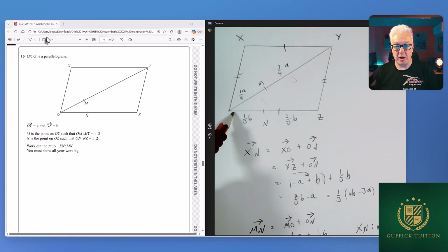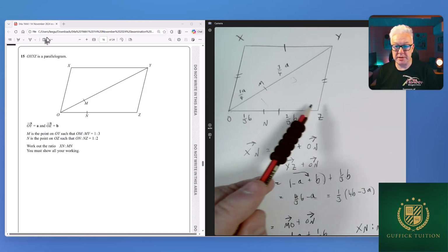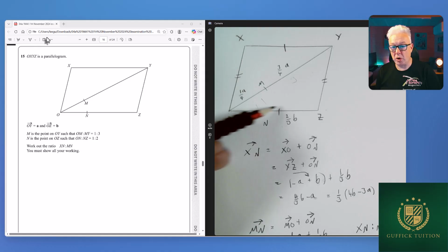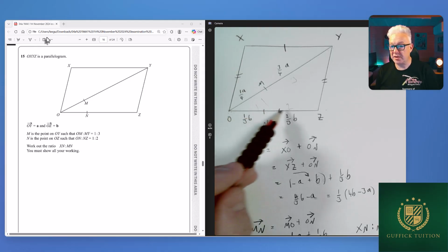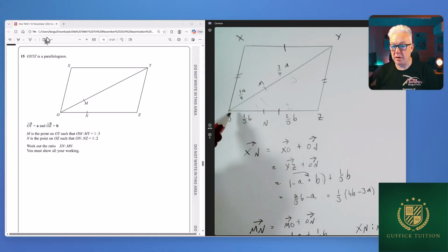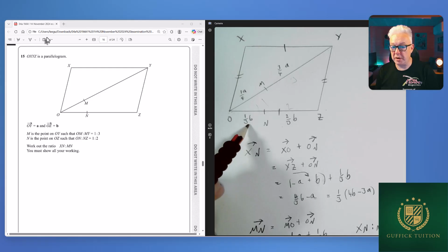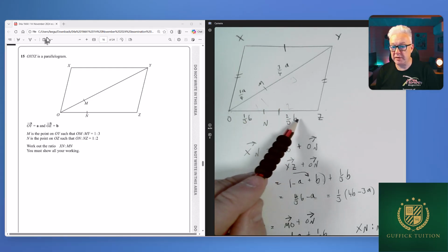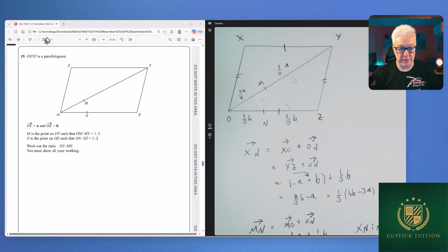The ratio of ON to NZ is the ratio of 1 to 2. So that means there's 3 parts in the line. So O to N is 1/3 of B, and N to Z is 2/3 of B. So that's the first thing to note there.